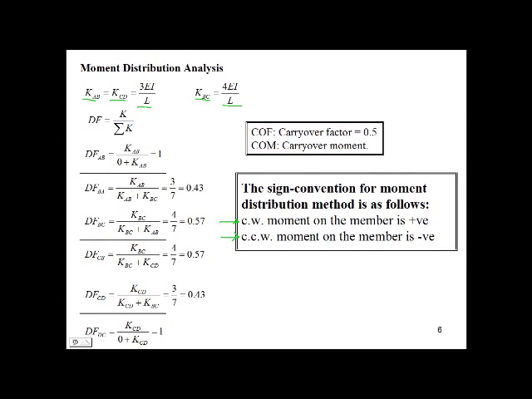Next, we need to calculate the distribution factors. The distribution factor for member AB at joint A equals 1. The distribution factors for members BA and BC at joint B are 0.43 and 0.57. The distribution factors for members CB and CD at support C are 0.57 and 0.43. And finally, the distribution factor for member DC at joint D equals 1.